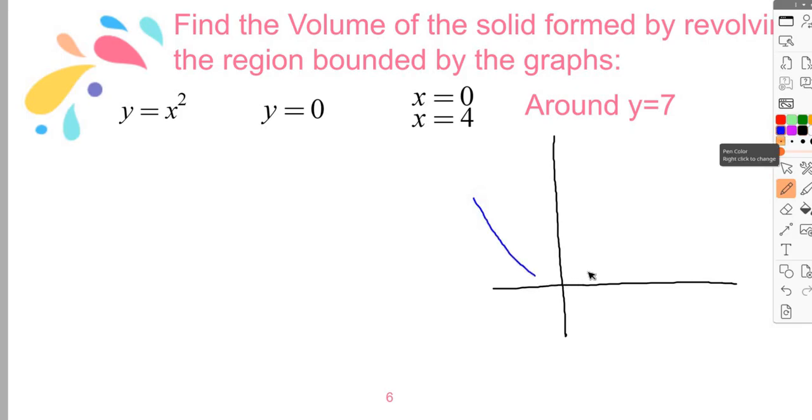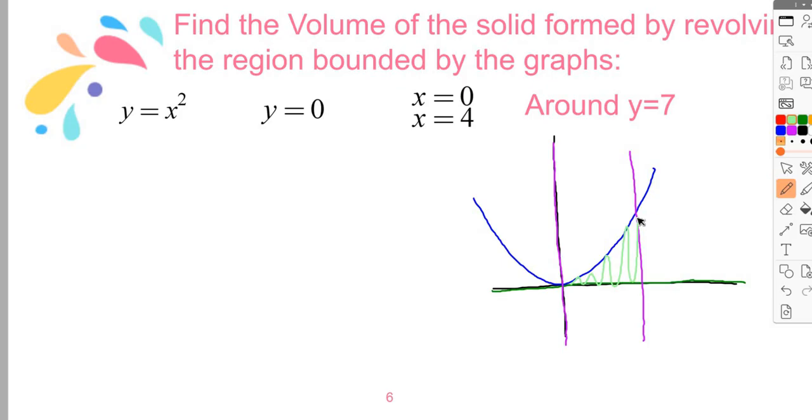Okay, so again, we have x squared. I have y equals 0, which is going to be what? Horizontal line at 0, so the x-axis. Okay, and then I have two different lines at x equals 0 and x equals 4. So our shaded region that we are rotating is kind of like this curved triangle type spot, yes?